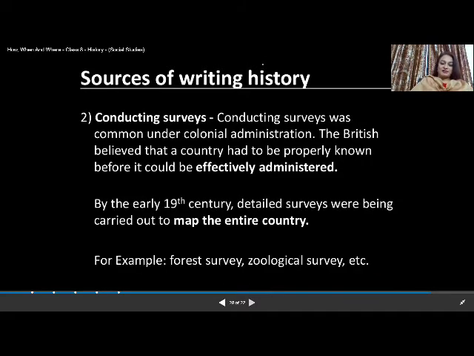Now, sources of writing history. A lot of surveys were conducted. Conducting surveys was common under colonial administration. The British believed that the country had to be properly known before it could be effectively administered. Anywhere you are administering, you have to survey and have knowledge of it. In the early 19th century, detailed surveys were carried out to map the entire country. Mapping the entire country is known as survey. For example, forest survey, zoological, anthropological, all types of survey.